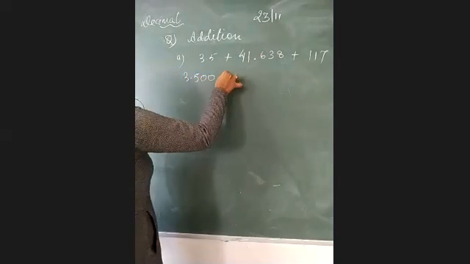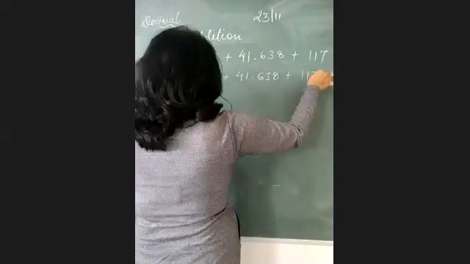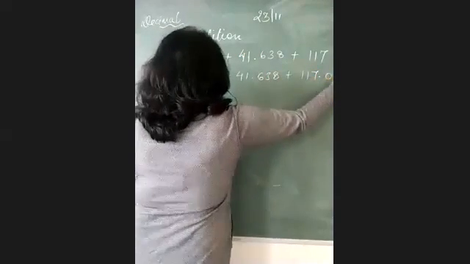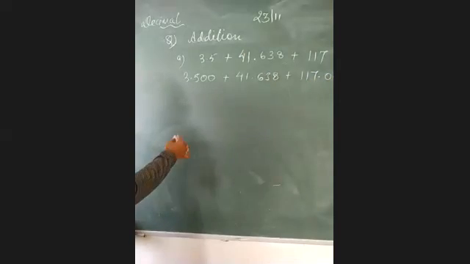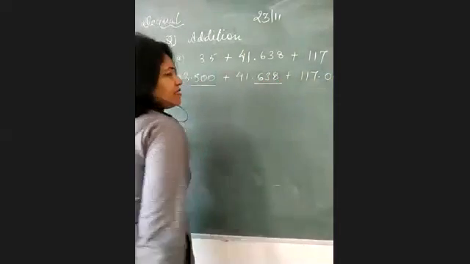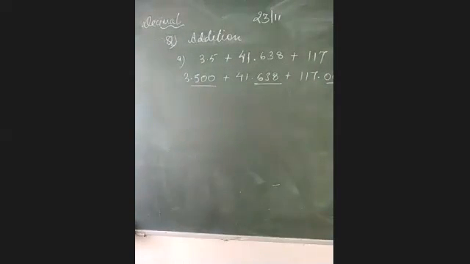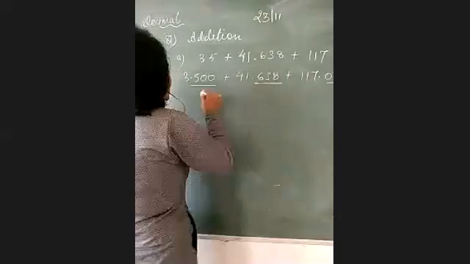Now plus 41.638 plus 117.000. Now they are all like decimals: 3 places after the decimal, 3 places after the decimal, 3 places after the decimal. Now you can add normally. How will you do this?